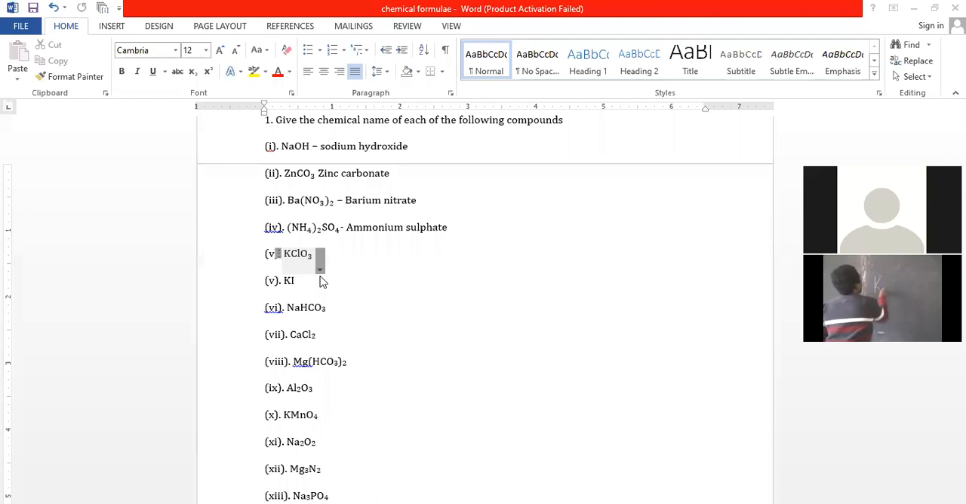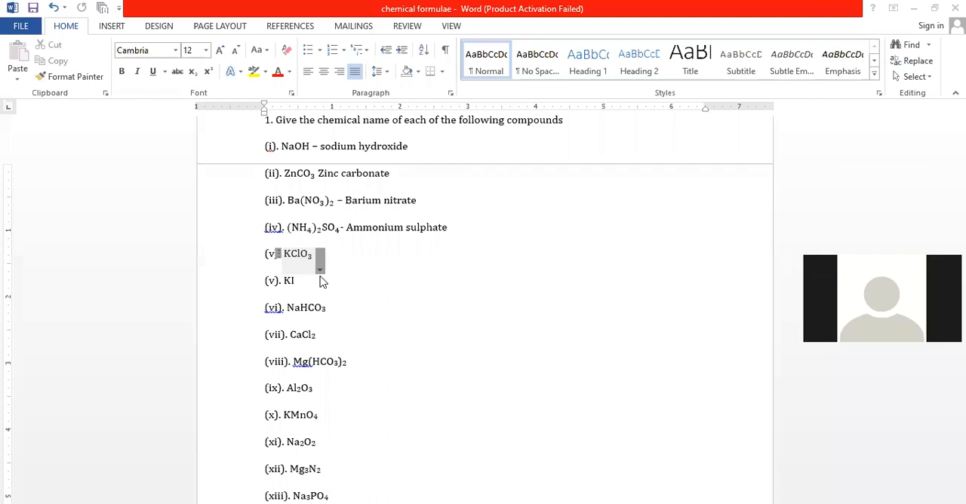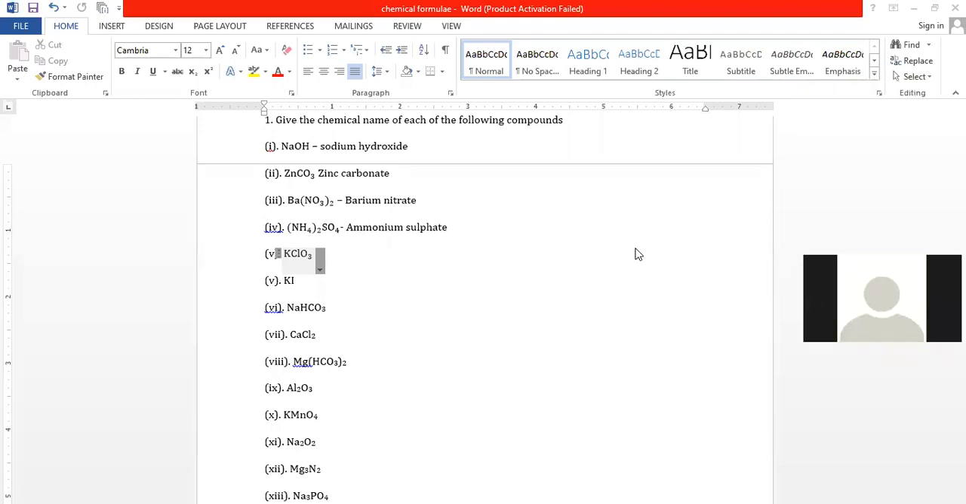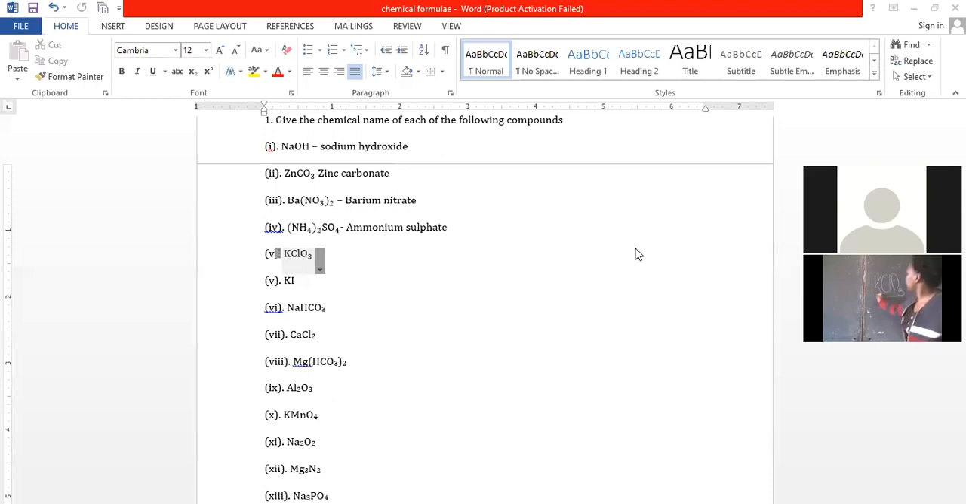Okay. So, someone give me the name of that compound there. Potassium chloride. Thank you very much. We know that ClO3 is chlorate, and then K is potassium. So the name is potassium chlorate.